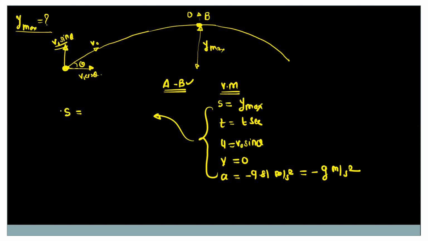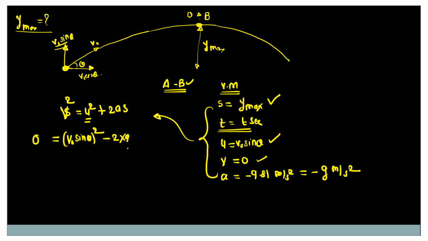Use the equation v square is equal to u square plus 2as, because we don't know any information about the time value. We have the displacement, we know the initial velocity, and we know the final velocity. So v square, this value is 0. So this is equal to u square, that is the initial velocity, so it is equal to v naught sine theta bracket square minus 2 into g into displacement, that is equal to y max.